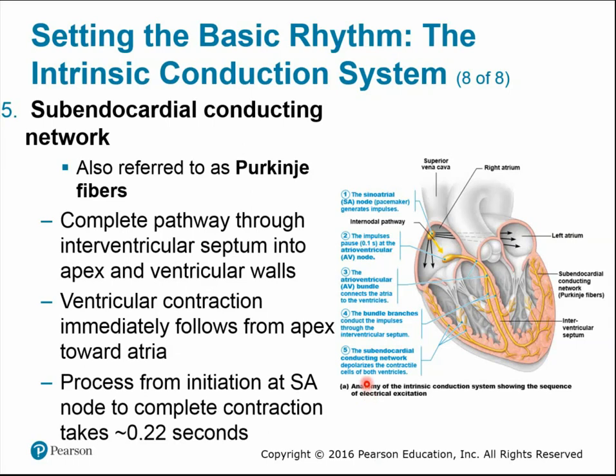So the last part of the cardiac conduction system are the Purkinje fibers. These are going to complete the pathway through the interventricular septum, from the apex all the way up to the ventricular walls. So ventricular contraction is going to immediately follow, beginning at the apex and going up toward the atria.